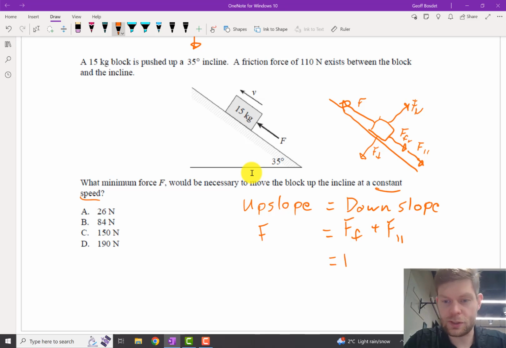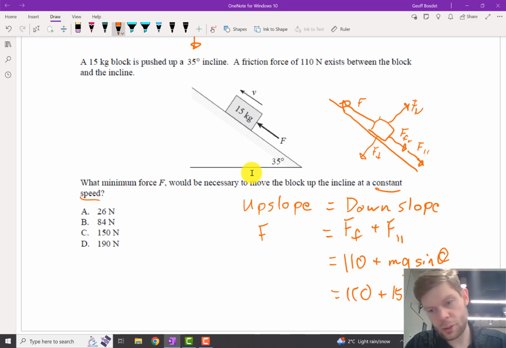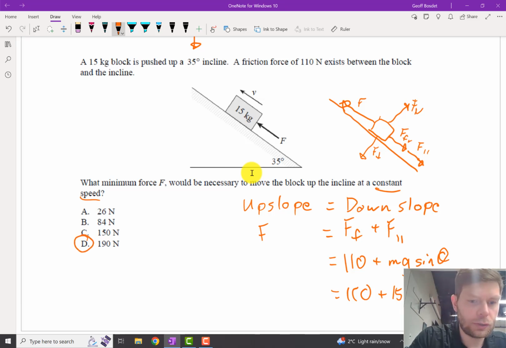Friction they just give to us, so that's nice and easy. 110. F parallel is always mg sine theta. So that's equal to 110 plus 15 times 9.8, which is 147, times sine 35, which would bring us roughly like, what would it be? Like 80 something. Yeah. So 190 it is.